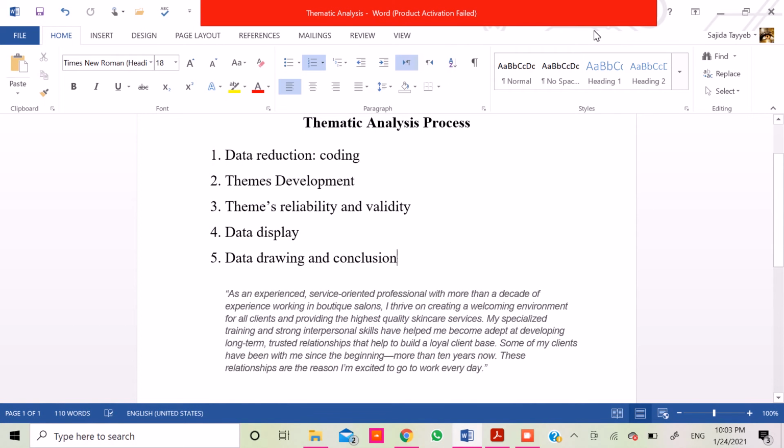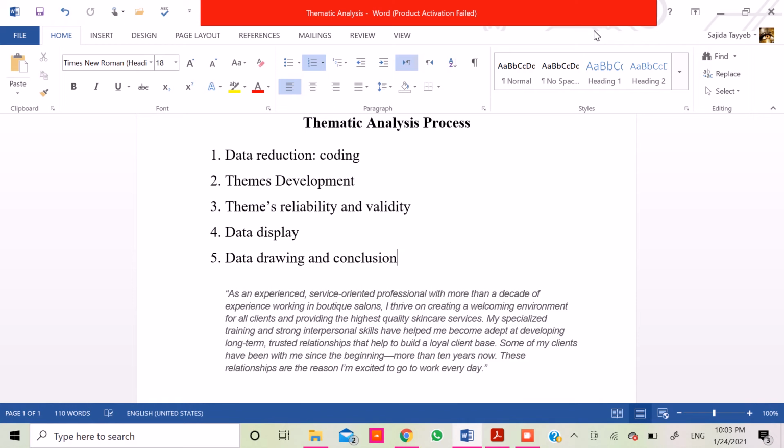This is about the thematic analysis process, which is used for analyzing qualitative data. There are very simple 5 steps to doing thematic analysis. It involves data reduction, which also involves coding. Step number 2 is themes development. Then we have themes reliability and validity. Number 4 is data display, and number 5 is data drawing and conclusion.